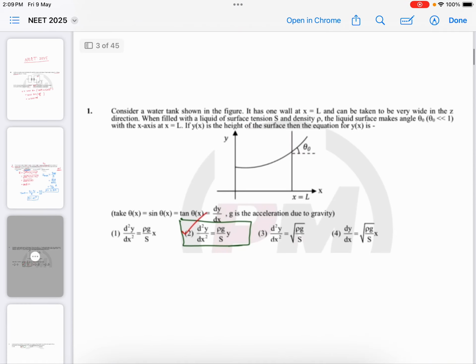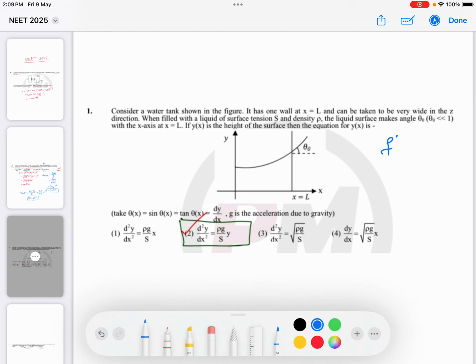And the third question. Consider the water tank shown in the figure. The wall at X equal to L can be taken as very wide in the Z direction. When filled with liquid of surface tension and density rho, the liquid makes an angle theta naught less than 1 with the x axis at X equal to L. The height of the surface is y of x. Then what is y of x? This chapter belongs to fluids.